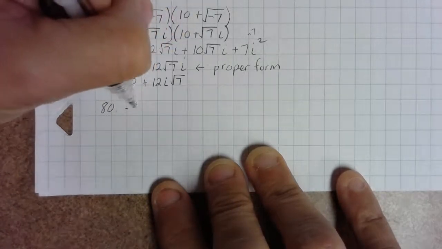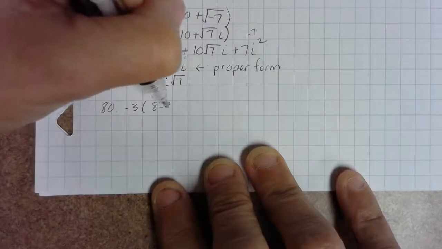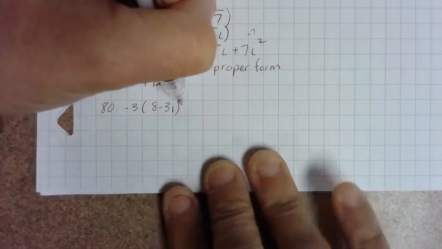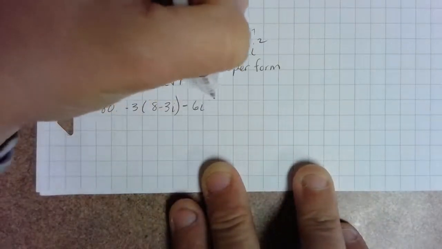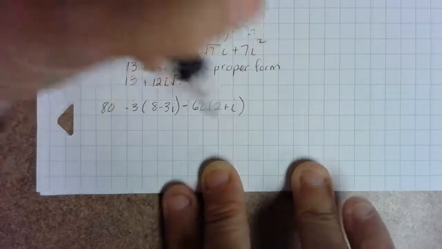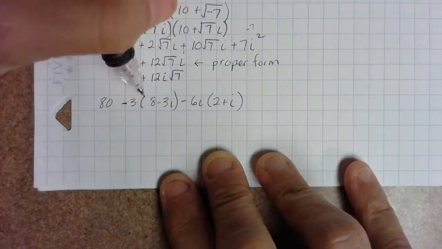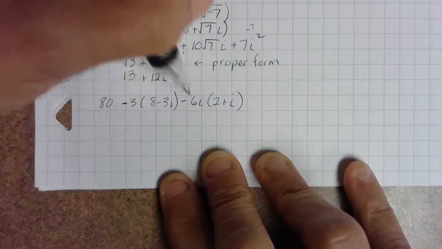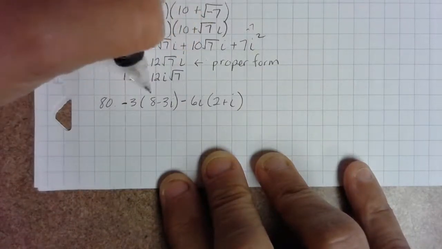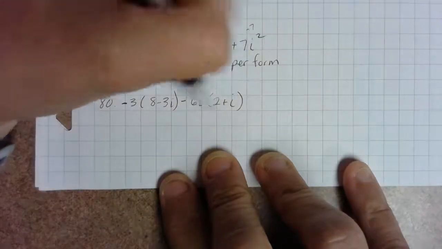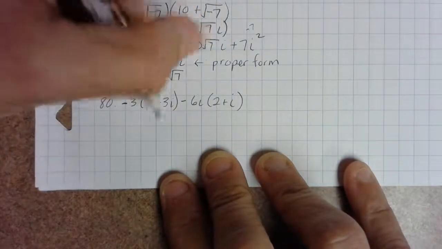Negative 3 times 8 minus 3i minus 6i times 2 plus i. Don't try holding things in your head, okay, because that's where you're going to make mistakes. So just take your time and distribute. This is not multiplication. This is one group minus another group. So be careful about that.